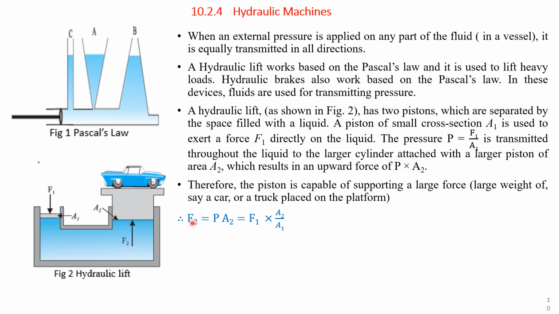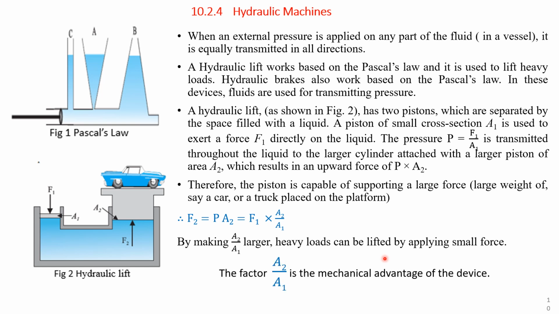Therefore, F2 is equal to P into A2, that is equal to F1 into A2 by A1. By making A2 by A1 larger, heavy loads can be lifted by applying a small force. The factor A2 by A1 in the above equation is called the mechanical advantage of the device, that is, the mechanical advantage of the hydraulic lift.